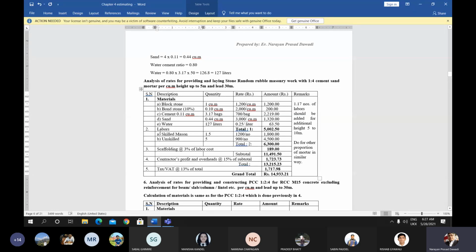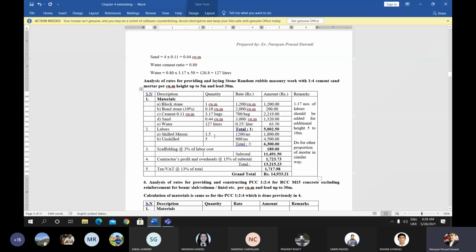According to the norms of the government, for laying the random rubble masonry work, the quantity of labor required is 1.5 numbers for the skilled manpower and 5 numbers for the unskilled manpower, because it is very difficult to carry the stone, because the shape is not fixed. It has to be broken into shape by using the hammer. That is done by the unskilled manpower. So the quantity of manpower is more here.